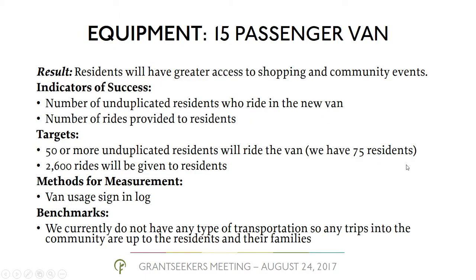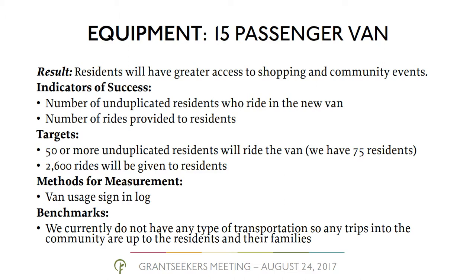Now what about equipment? That's got to be hard to measure, right? In this case, we're looking at a 15-passenger van. So what is the result? Why do we want this van? This will give our residents greater access to shopping and community events. That's the broad statement of the improvement. Our indicators of success are the number of unduplicated residents who ride in the new van and the number of rides provided to residents. We're making an assumption here that if there are residents riding the van, then they are going to be having greater access. That's the assumption we're making.